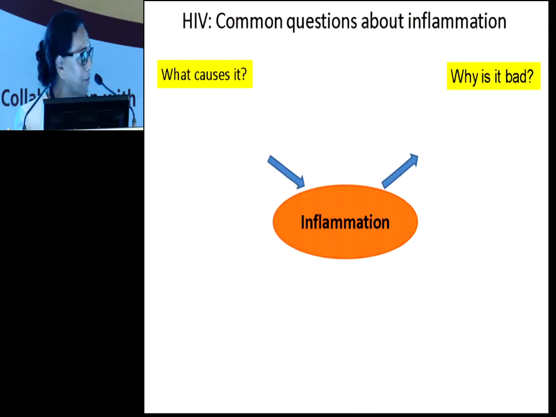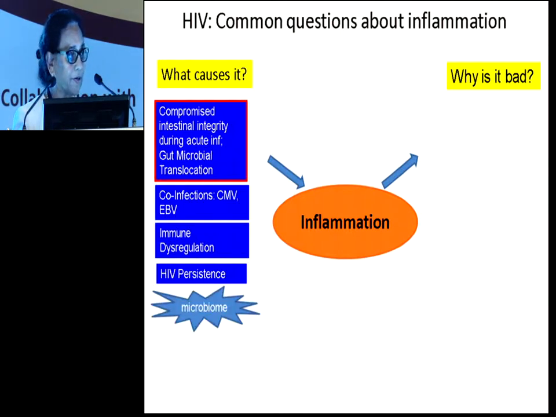What causes it? Some of it was discussed this morning by Dr. Letendre. One major cause is that once infection occurs with HIV, very early on in the course of infection, there is damage to the gut. The virus multiplies in the lymphoid cells in the gastrointestinal tract, and intestinal integrity is compromised very early, and that leads subsequently during the chronic phase of HIV to gut microbial translocation, which is considered a major cause of inflammation.